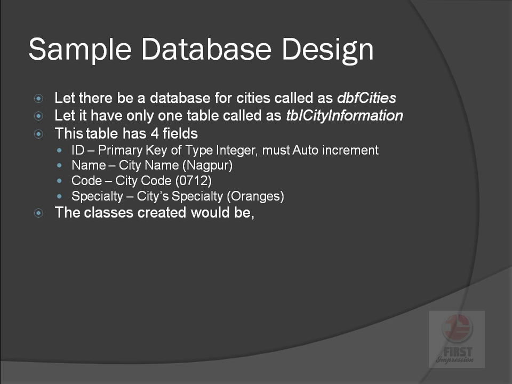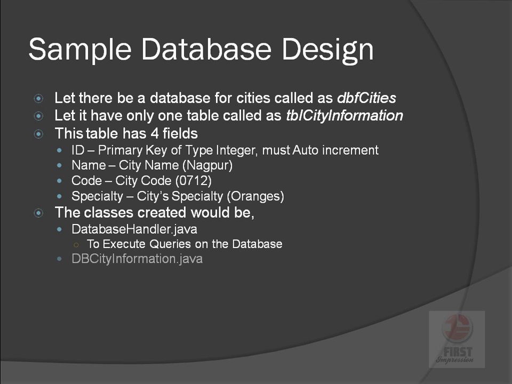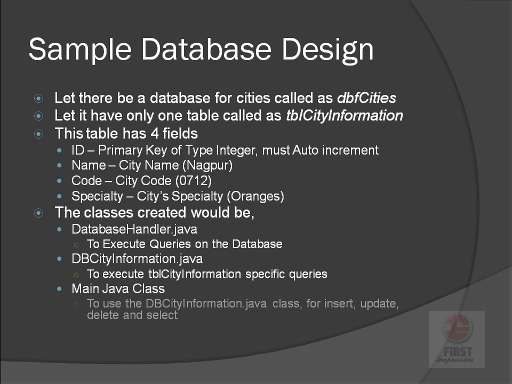Now the classes that would be created in our case are, first, DatabaseHandler.java, which will handle the database. Then you have DB city information, which will be used to execute queries on the table TBL city information. See, the table name is TBL city information and the class name is DB city information. The DB indicates it's a database class. Then you have the main Java class, which will use the DB city information class to insert, update, delete, and select.